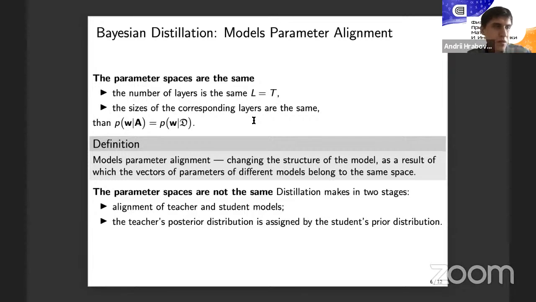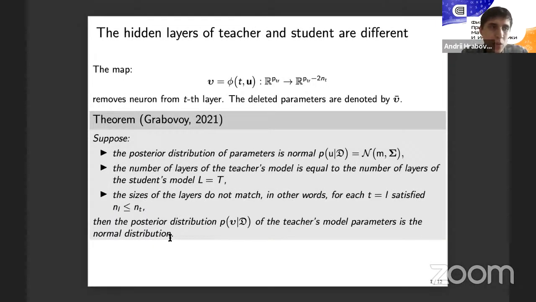But if the number of layers or the sizes of the corresponding layers are not the same, then firstly we align these two structures. Consider the case where the number of layers is the same for the teacher and the student, but we have some difference in some of the hidden layers. Consider the mapping phi, which removes one neuron from this layer. The vector v is the parameter resulting from this mapping, and the deleted parameters are denoted by v hat.